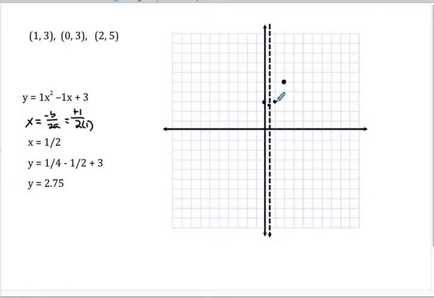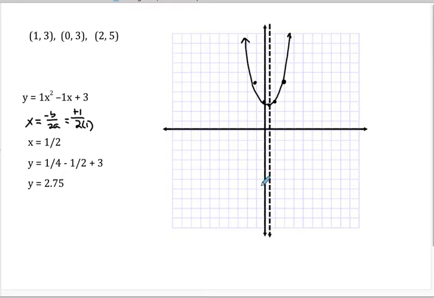Okay. And now I could also reflect this point. I have this point here, 2, 5, which is 1.5 from the axis of symmetry. So coming over, I would have another point at -1, 5. And I could just go ahead and graph this parabola.